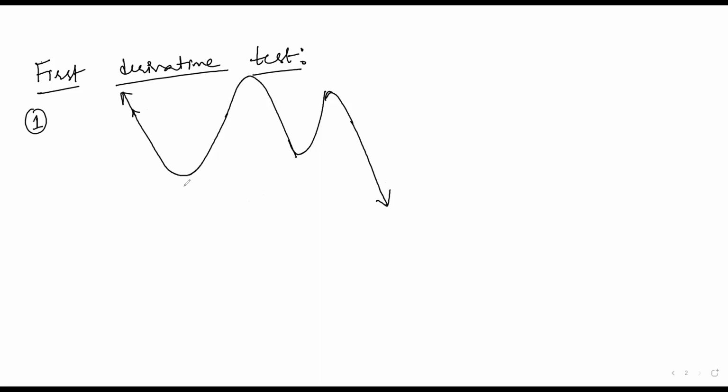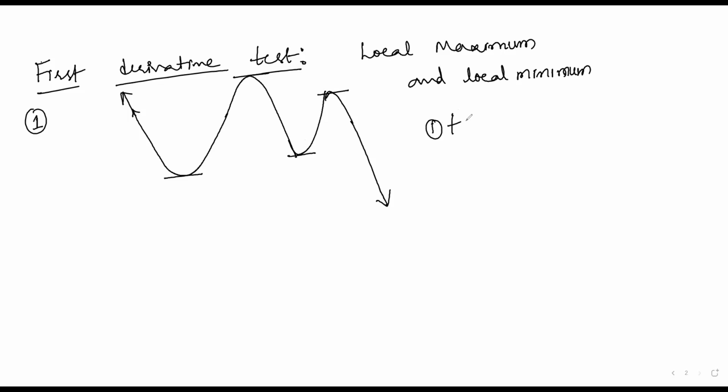So here, what is the first derivative test? We use the first derivative test to find local maximum and local minimum. This is what the first derivative test is used for. Here these are called turning points. You see, these are turning points.